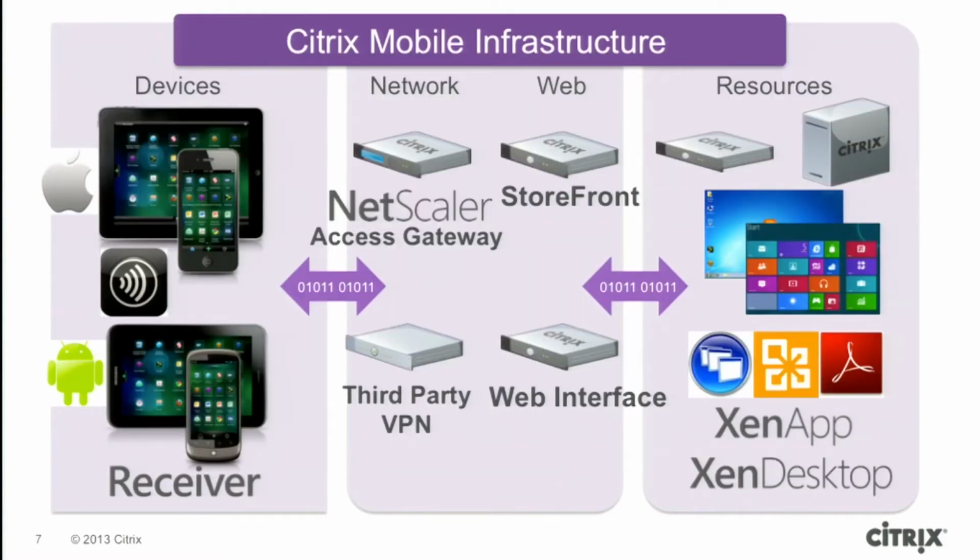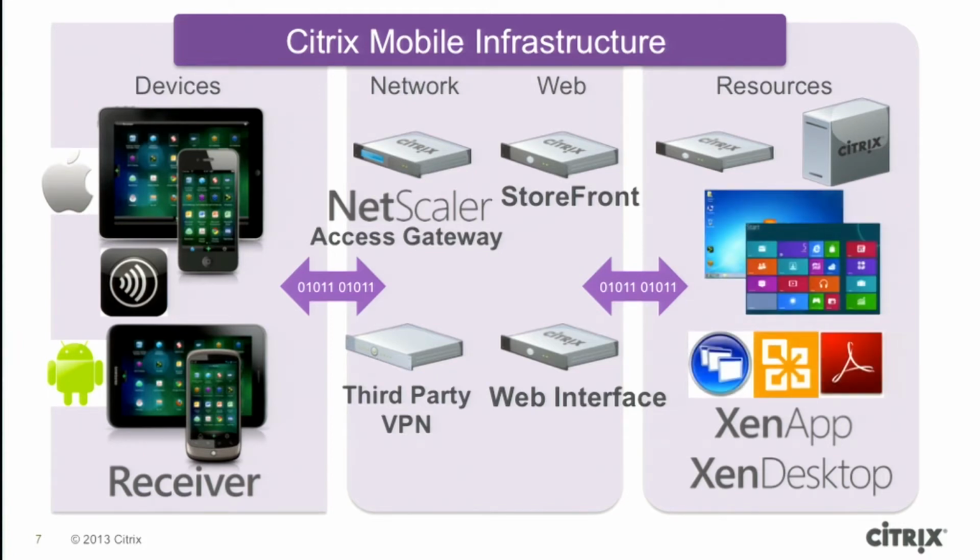So with all the combinations of products and network devices between your mobile receivers and these critical business applications, we need to understand the infrastructure design to help narrow down the problem. These are the major components that we'll be considering in today's presentation. Of course, you have the mobile receivers, iOS and Android, network and web components, NetScaler, StoreFront, and Web Interface, and your business resources like XenApp published applications and XenDesktop machines.